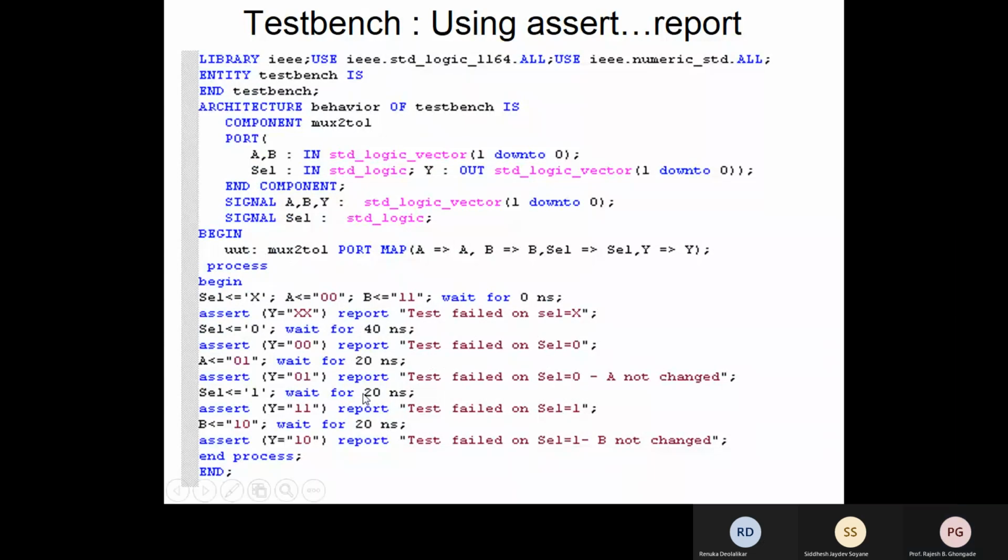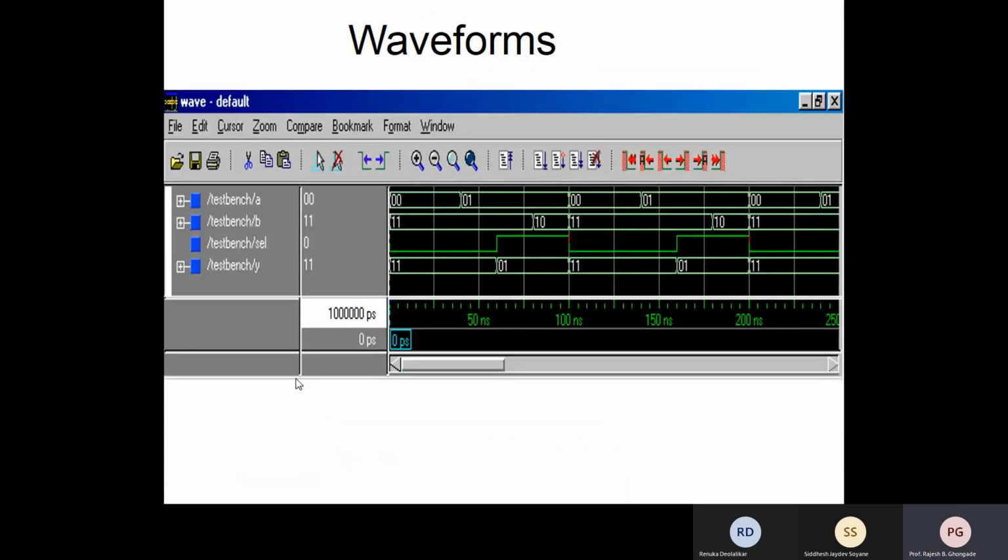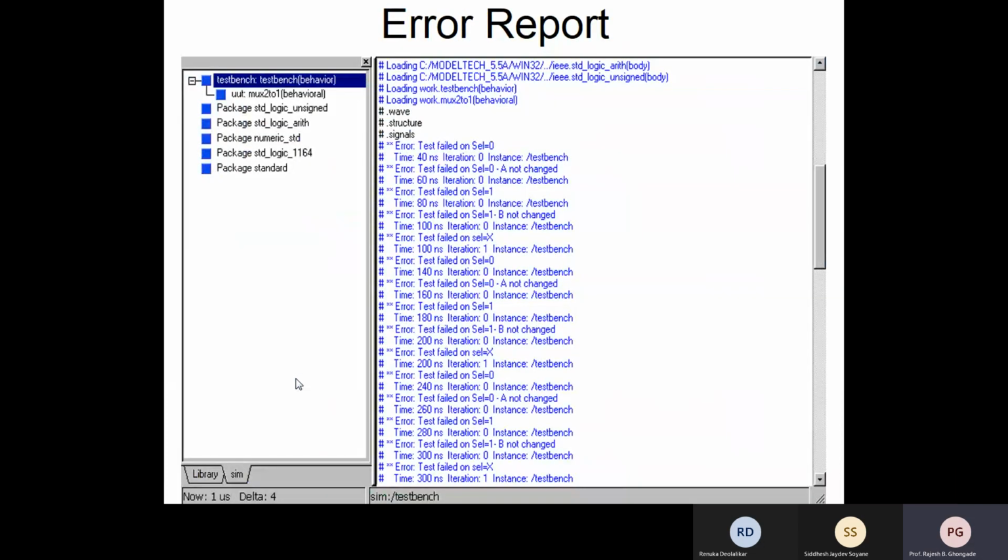So you can write here, the test failed on cell equal to 0 and there was no change in A. So A has changed, but Y has not changed. So you'll say that A is not capable of changing the output. Or you can write whatever you want. So you can make it more intuitive. So this is what has happened. You can see. Well, this is a better way of doing it.